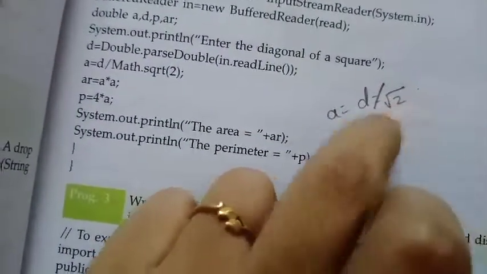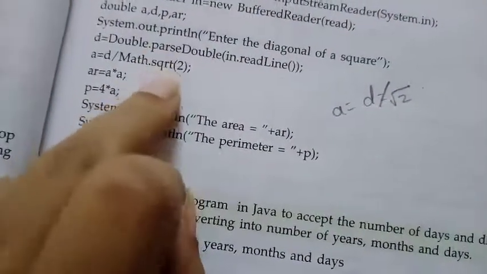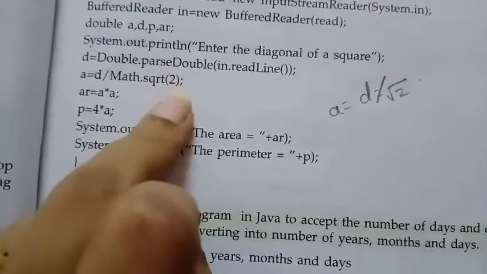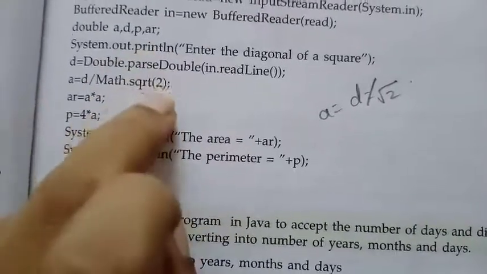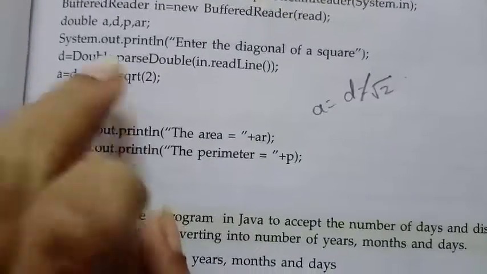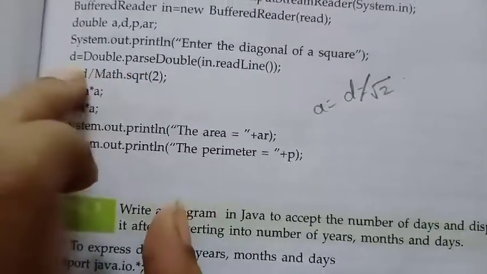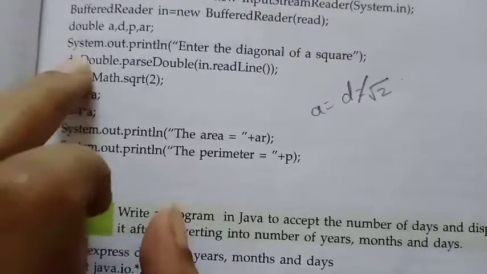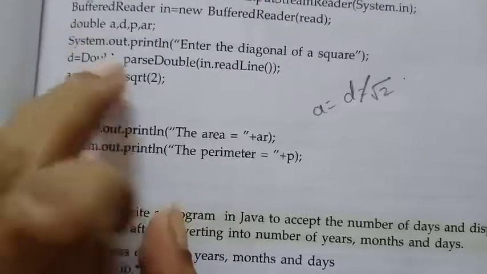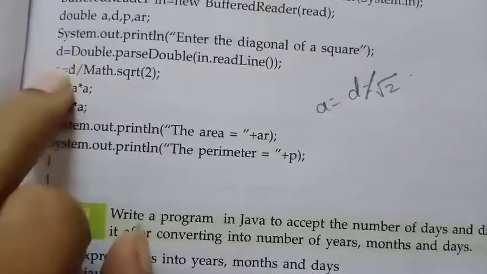Okay, to use the square root we need Math.sqrt. Whatever value you give inside, the square root of that value will be found. So the square root of 2 will be found, and d, that is your diagonal value, will be divided by that value, and so you will be getting the side now.